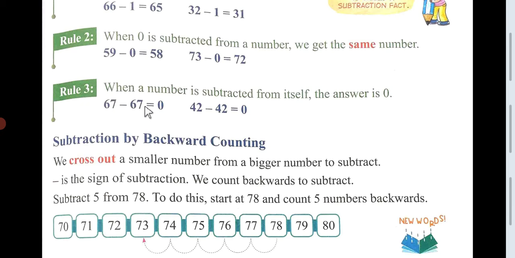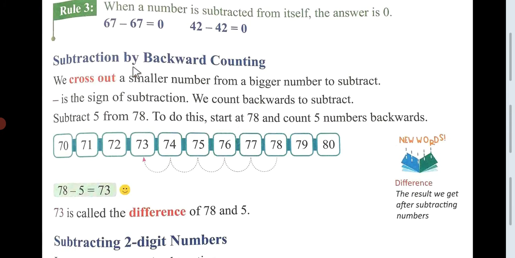Now rule number 3. When a number is subtracted from itself, the answer is 0. For example, 67 minus 67 is 0 and 42 minus 42 is 0. So when the number is subtracted from the same number, definitely the answer will be 0.